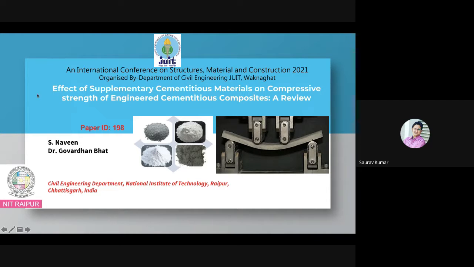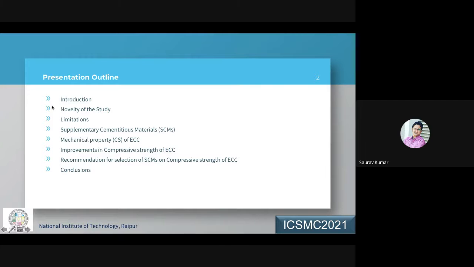I am presenting a review paper on the effect of supplementary cementitious materials on the composition of ECC. The presentation outline covers what ECC is and the importance of the study, then the limitations of this study, the supplementary cementitious materials covered in this review and how they are linked with the composition of ECC. Then the latest advancements in the composition of ECC, and the recommendations from this review for the composition of ECC in view of SCMs.